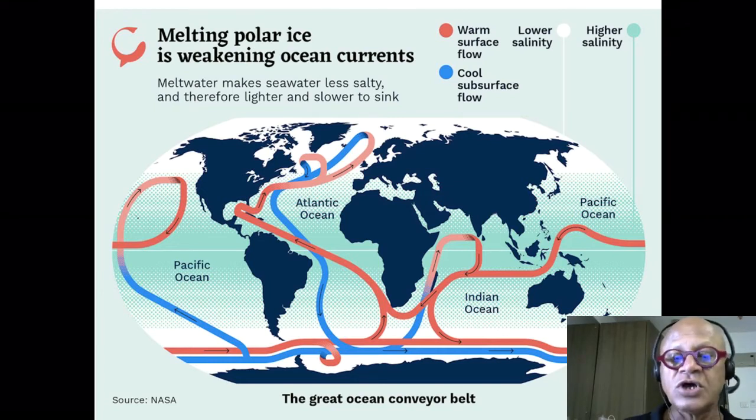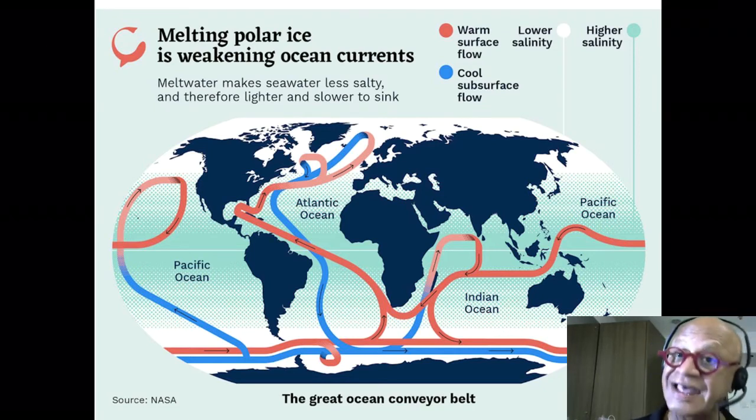So the Great Ocean Conveyor Belt is shown here, and the melting polar waters are adding fresh water in the deep water formation sites and reducing the deep water formation and weakening the ocean currents, weakening the global thermohaline circulation. And we had seen that when you look at the global map of warming, there was a so-called warming hole here where there is actually a bit of cooling. So that is one of the main factors.